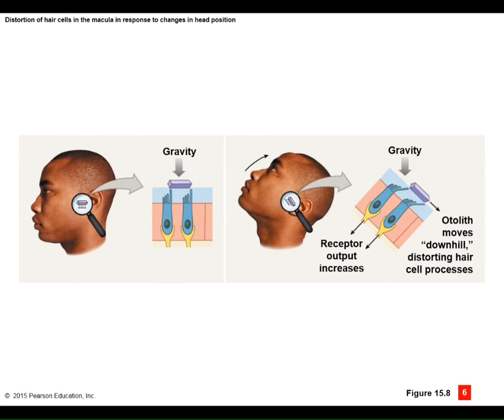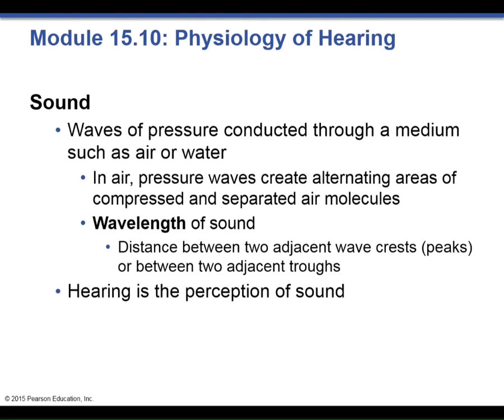So as someone moves, elevator up and down, twisting, spinning, it doesn't matter. There are hair cells that are going to pick up that movement, and the brain is going to be aware of which way the body is going because of that. So that's kind of the basics of the vestibular system.